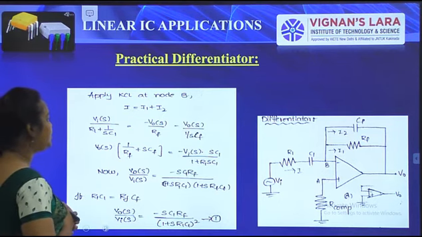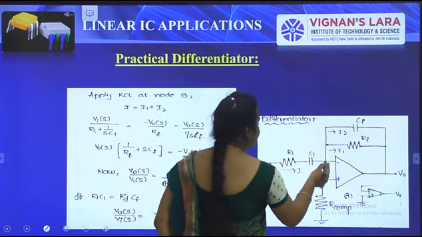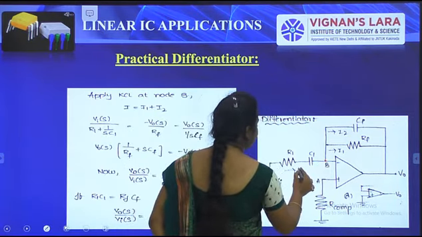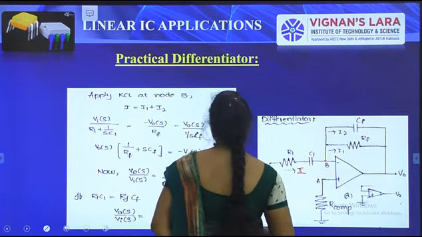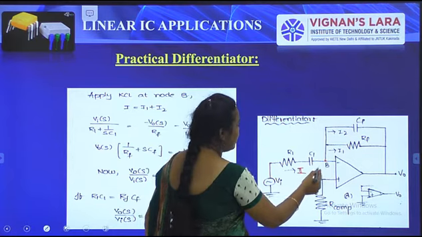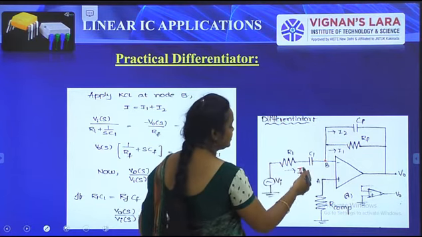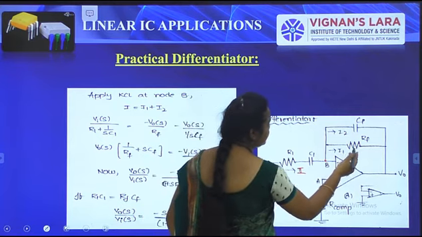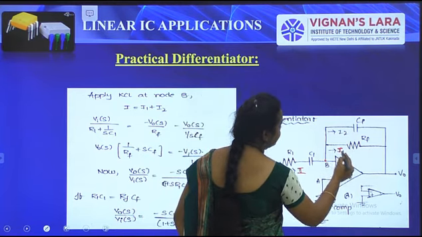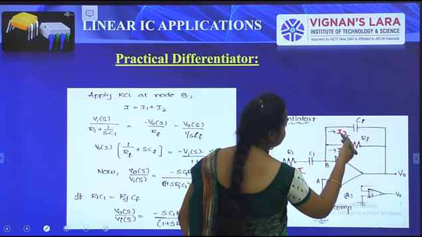Here I am going to apply nodal analysis at node B. We can get I is equal to I1 plus I2. Here the current flowing through the R1 resistor is I, the current flowing through the RF resistor is I1, and the current flowing through the capacitance is I2.